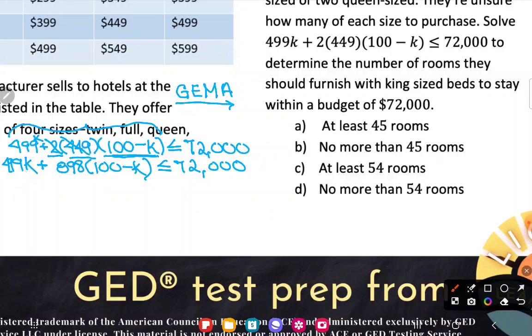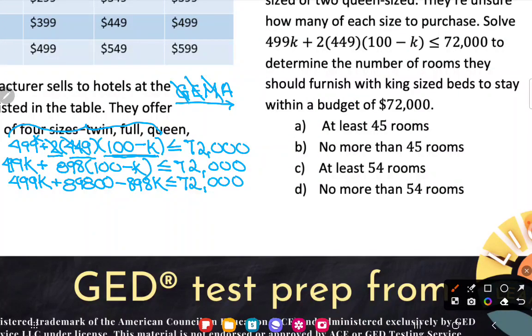There's still more multiplication to do. That 898 shoved against the grouping I can still do. So 499K is a term. It's something adding or subtracting. It's not going to get affected, but I can pass this guy out. So 898 times 100 is going to be 898 with 2 zeros on it. And 898 times negative K is just going to be negative 898K. And that whole thing is going to be less than or equal to 72,000.